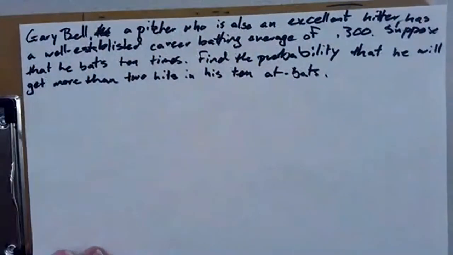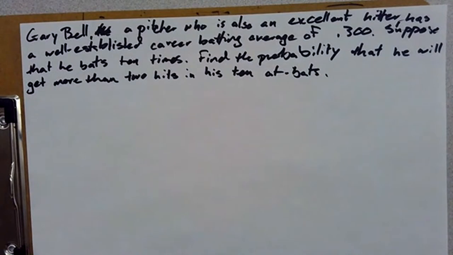Next up, Gary Bell is a pitcher who is also an excellent hitter and has a well-established career batting average of .300. Suppose that he bats 10 times. Find the probability that he will get more than 2 hits in his 10 at-bats.